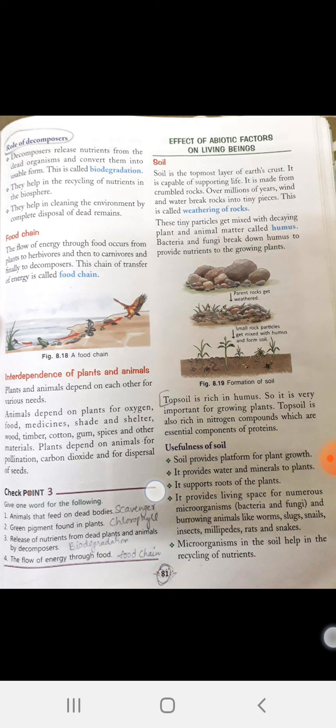Now, interdependence of plants and animals. You all know plants and animals depend upon each other. How? Plants prepare their own food, but they depend on animals for carbon dioxide, because plants need carbon dioxide and they release oxygen, which is needed by animals and human beings for their survival. Animals depend upon plants for oxygen, food, medicines, shade and shelter, wood, timber, cotton, gum, spices and other materials. Whereas plants depend on animals for pollination, carbon dioxide and for the dispersal of seeds.